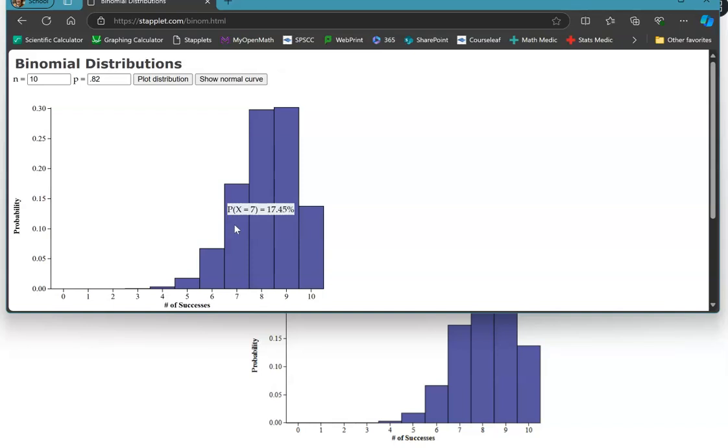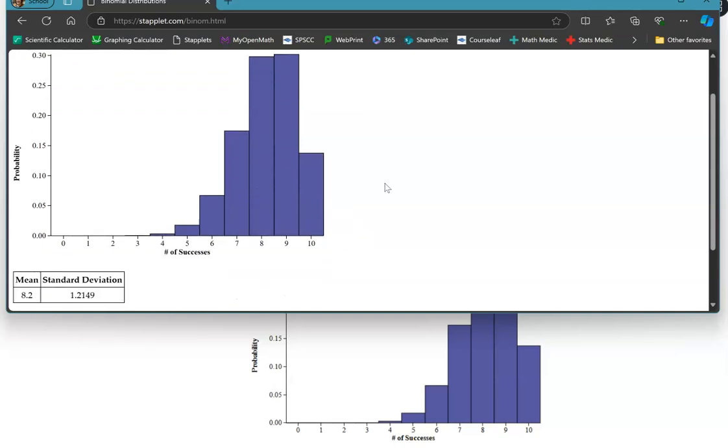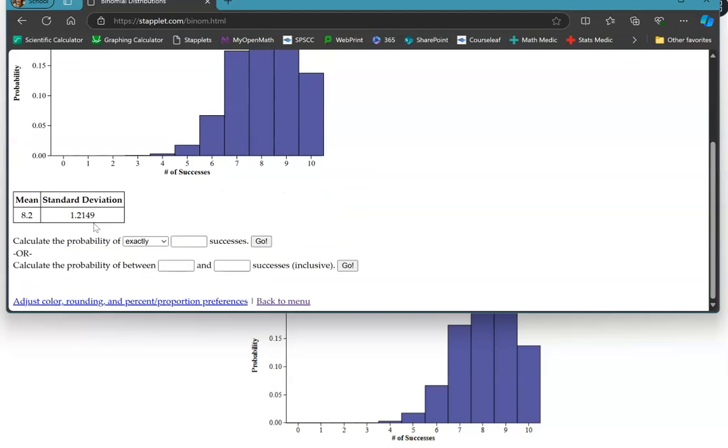With this, hovering my mouse over, we can see the individual probabilities, like the probability that she would make exactly 7 of the 10 free throws is 17.45%. So without plugging anything in, we get those exact probabilities. Then down below, we can find our mean and standard deviation. And then down here, we can start plugging in values to find different scenarios of what's the probability she makes more than 2, less than 9, at least 7, at most 5, things like that.